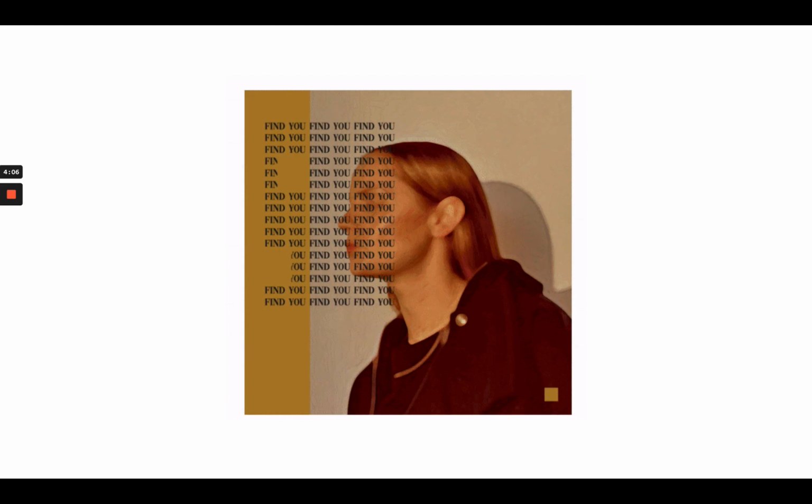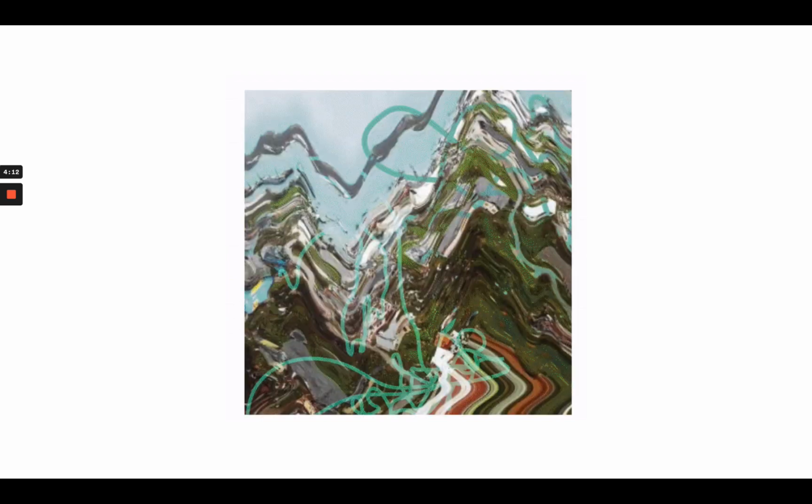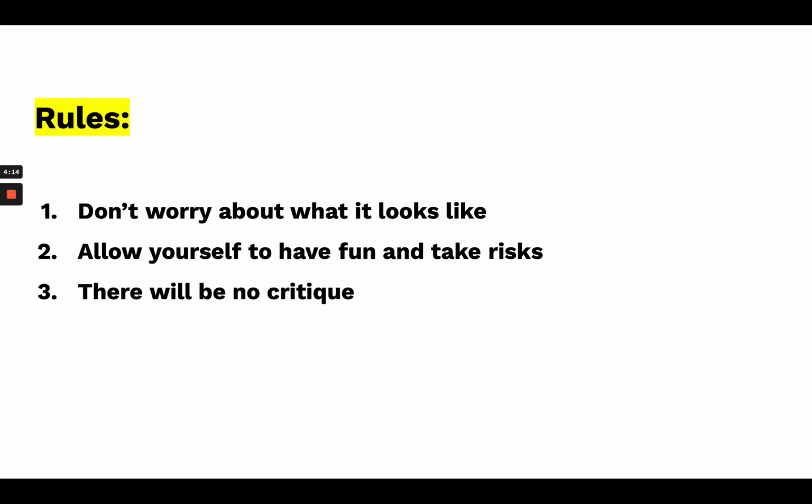Once students were familiar with the process, we introduced them to the next phase of the project. To begin, each student contributed a song to a class playlist. Then they designed each of the tracks, each with a different set of constraints, that introduced them to new Adobe Suite tools. We knew that this process might be intimidating for them, so we gave them a set of overarching rules. 1, don't worry about what it looks like. 2, allow yourself to have fun and take risks. And 3, there will be no critique.